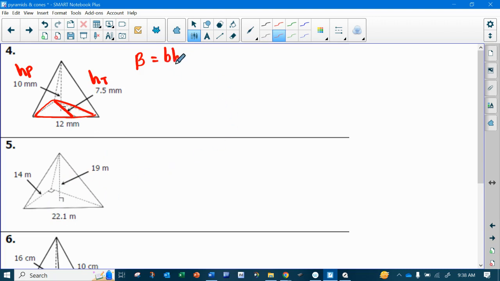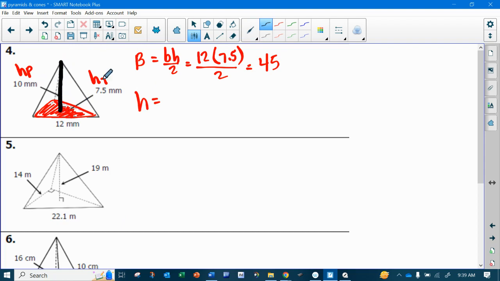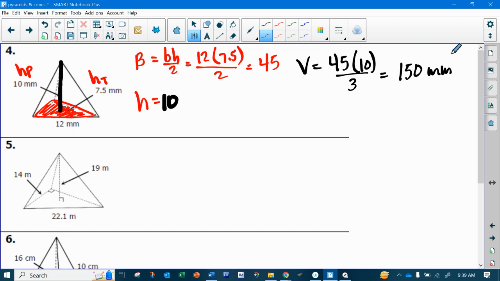So I'm going to do base times height divided by 2. The base is 12. The height of my triangle is 7.5, and then divide by 2. So my triangle is 45. So the area of the space here inside is 45. The height of my pyramid, this is the height of my pyramid, is 10. So volume is big B times H divided by 3, and that is 150 millimeters cubed.